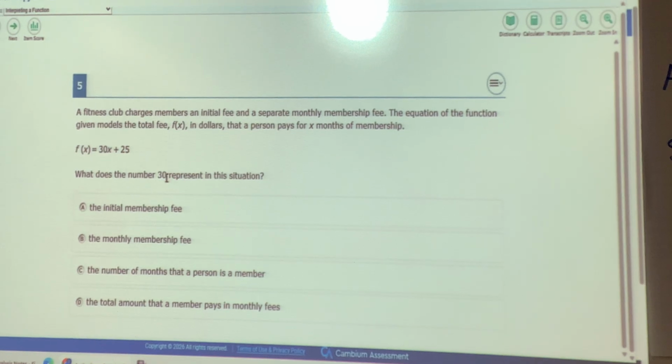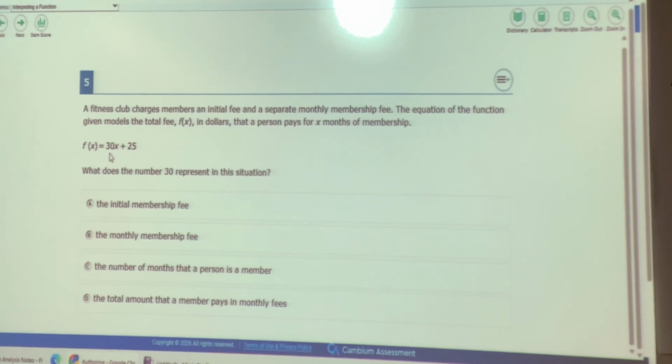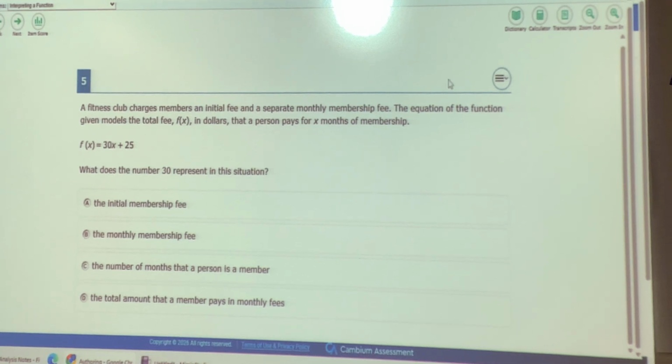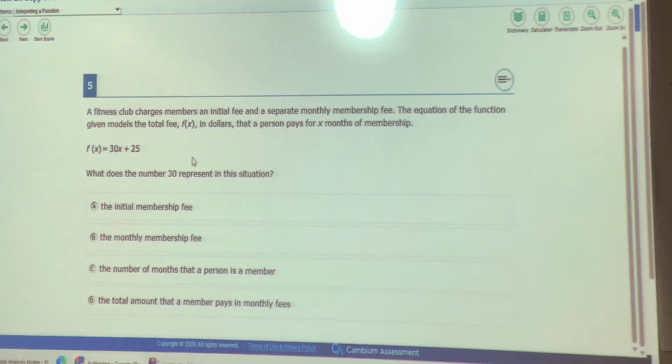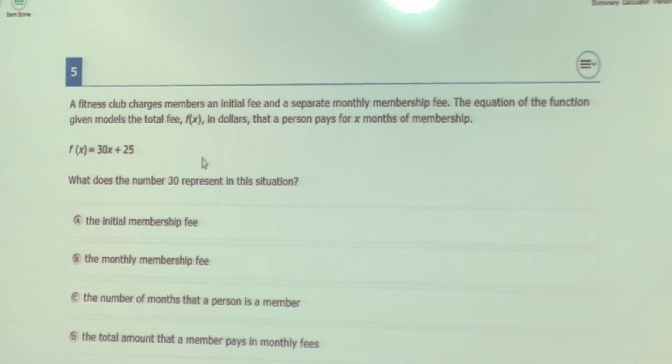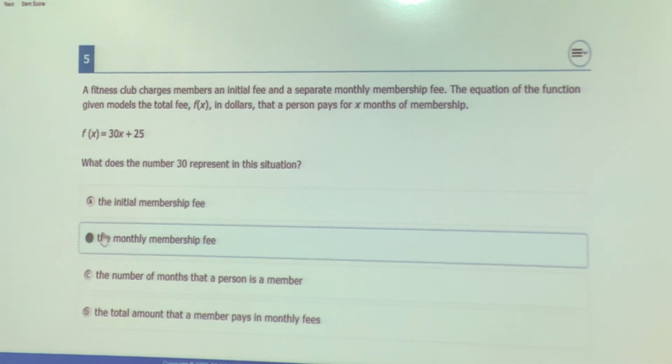For the 5, 6, and 7, these questions are about interpreting the equations. So here it's asking about the 30. The 30 is in front of the x, which means it's the slope, so we have to think about some words that mean slope. Words that mean slope are like per, each, every, the ly words. So when I look, I see the word monthly membership fee. I know that that's the slope.